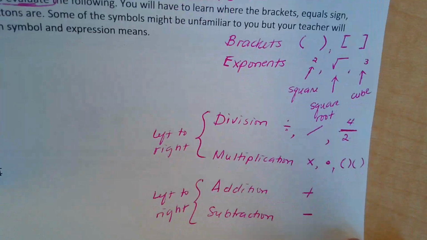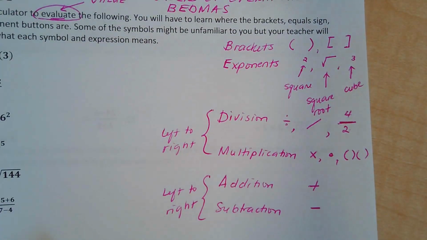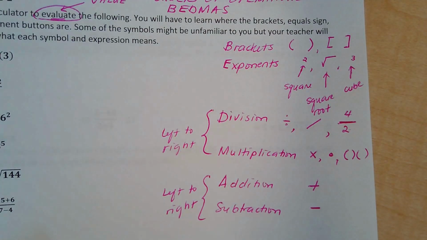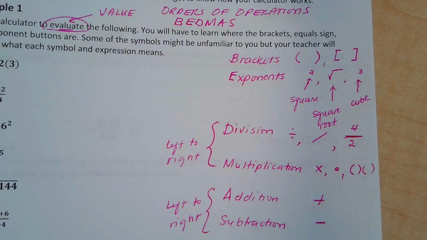So far, what have we done? We said that we can evaluate, which means to find the value of a string of numbers and operations. And to do that, we have to follow a specific order, which is called BEDMAS, the order of operations. So we'll take a look at this one.